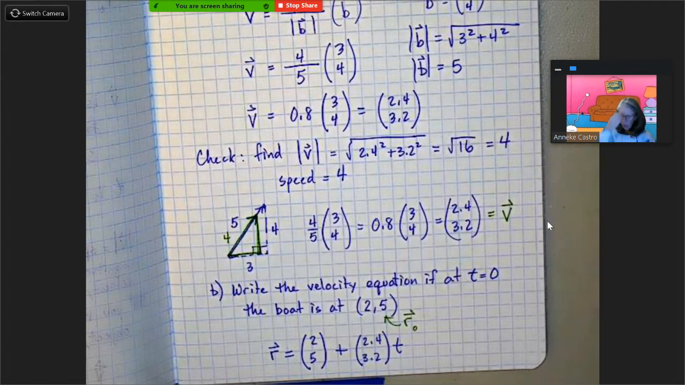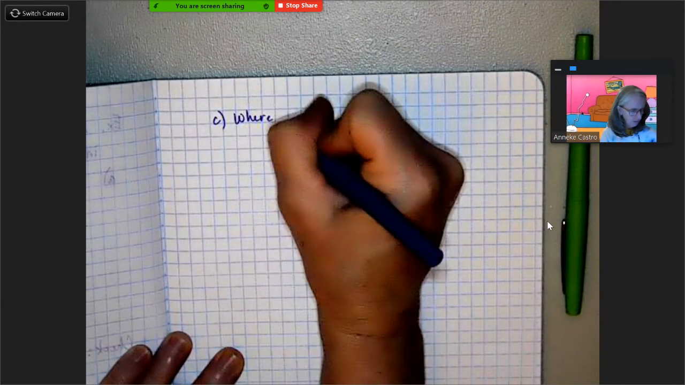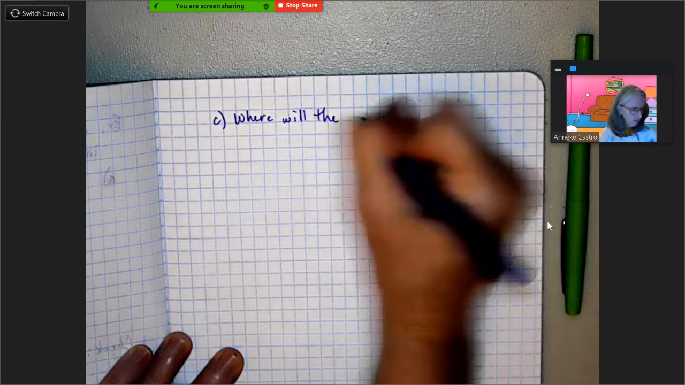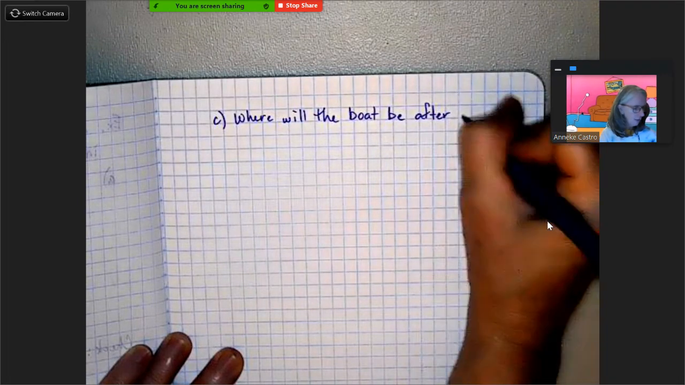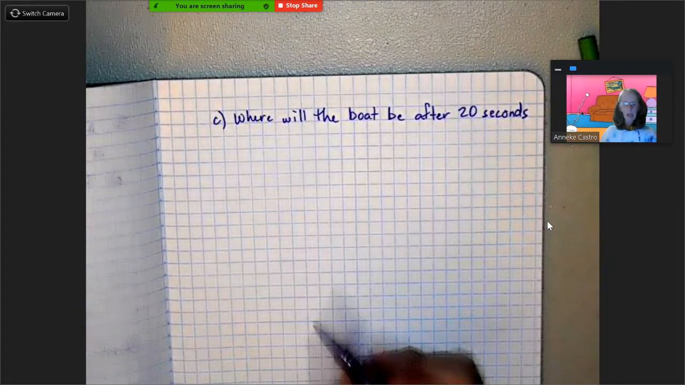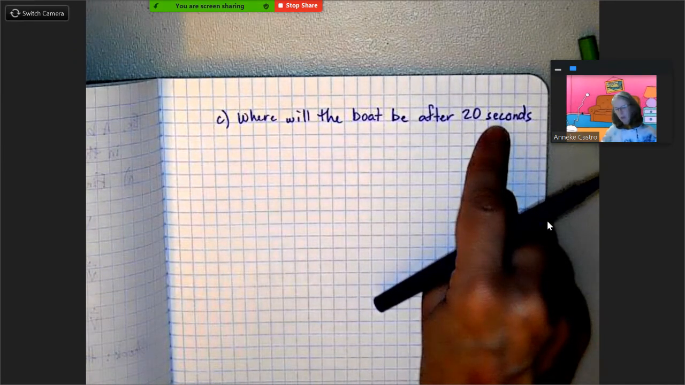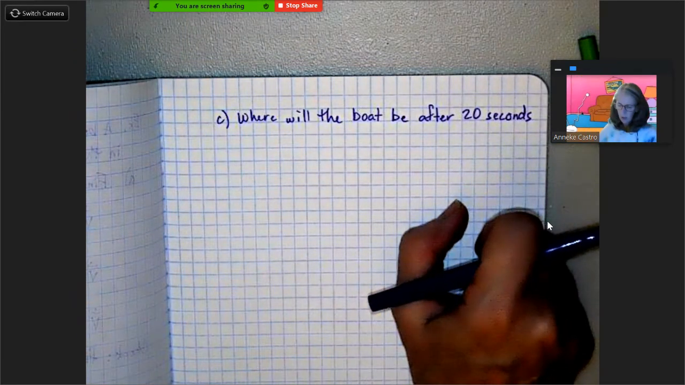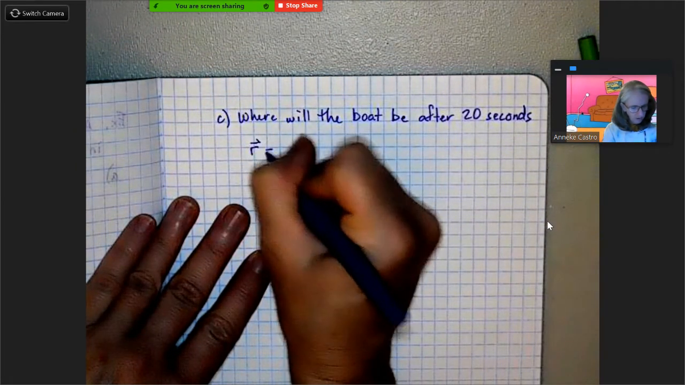So let's say I want to know, where will the boat be after 20 seconds? Okay, so moving on to part C. Where will the boat be after 20 seconds? Okay, so that's time. And remember, my initial units were meters per second, so I'm okay that I'm in seconds. I don't need to worry about converting my time into some other unit of time. So where is it going to be? So I'm going to take my equation from the previous part.